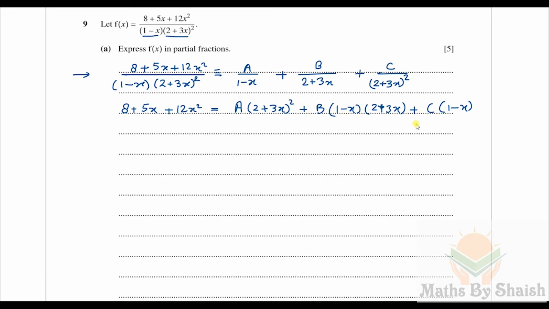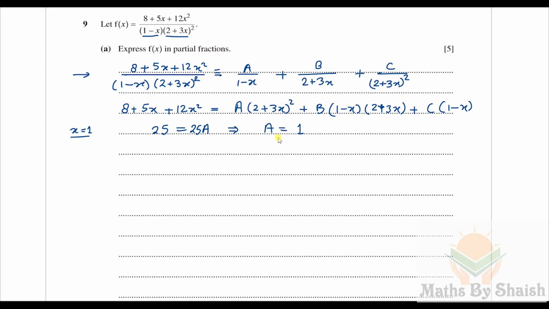So the first one, the easiest one to get, let's put x is equal to 1. When we put x is equal to 1, this will be 0, this is going to be 0. So we will get 8 plus 5, 13 plus 12, 25 on the left hand side is equal to a times 2 plus 3, 5, and 5 square is 25, so it is 25a. This means a is equal to 1.